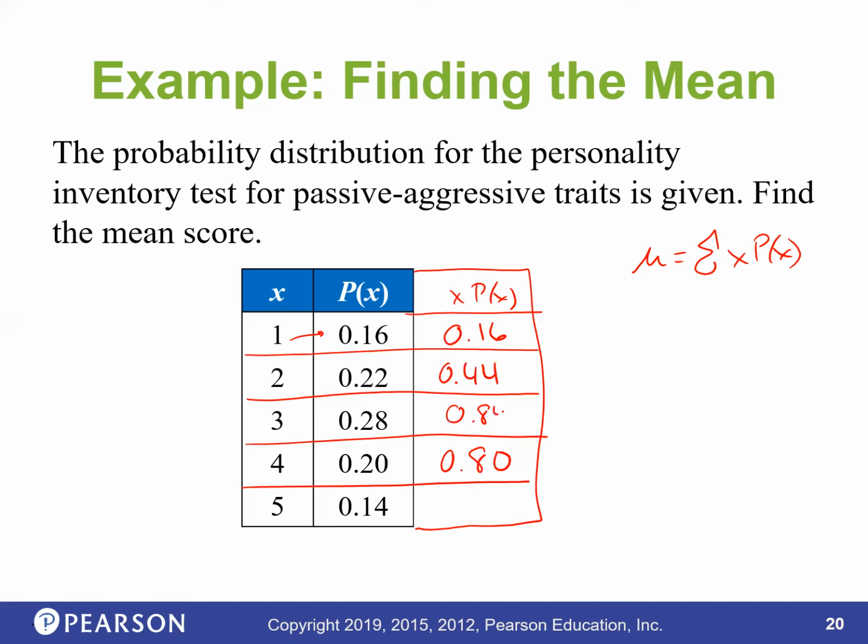Okay, and then this is 0.70. Oh, awesome. Okay, cool. So now let's add them up. Give me the summation of the x times p of x's. And once we do that, then we have ourselves our average right away. So adding them up, all yours.